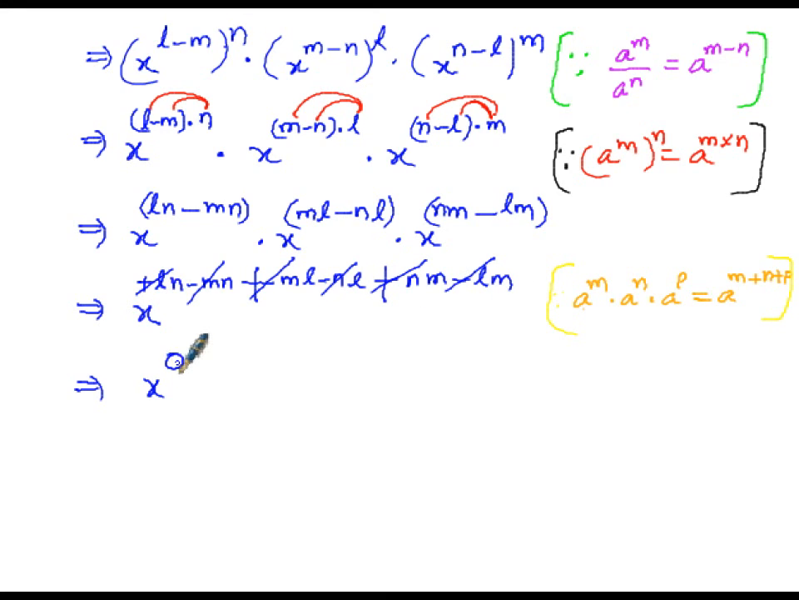x to the power of 0, we know anything raised to the power of 0, when x is not equal to 0, will be equal to 1. So in this manner, the result is 1. Therefore, solution equals 1.